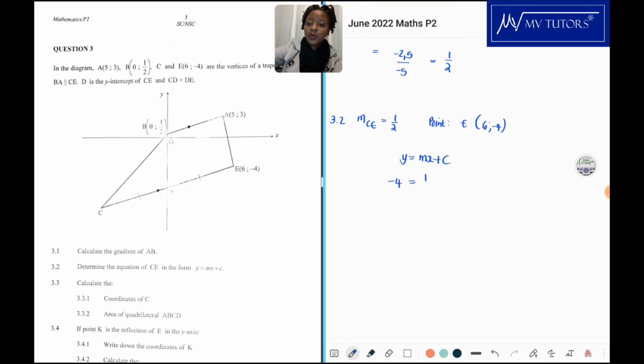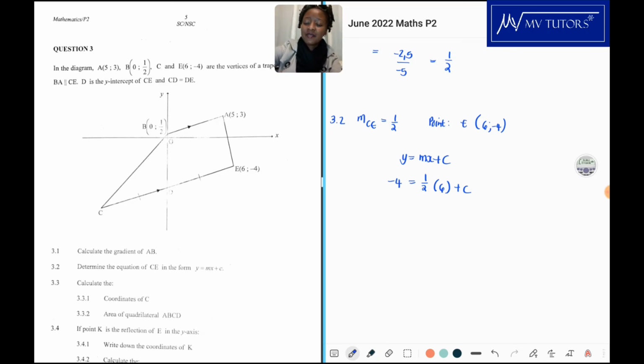The gradient we know it as being half. The x value is 6, and now we're going to solve for c. And what are we expecting c to be? C would be the y-intercept, right? Which is D in this case. D is the y-intercept of the line CE. So we're expecting a negative value. If you get a positive value here, you know you are wrong.